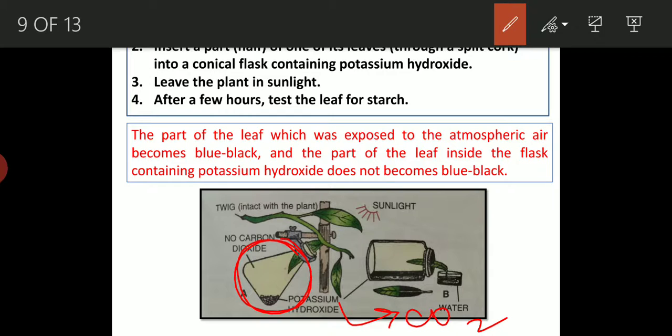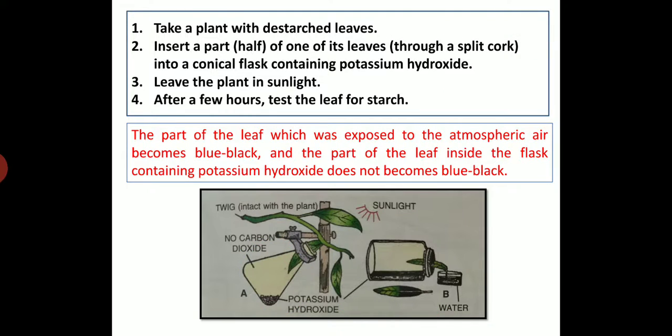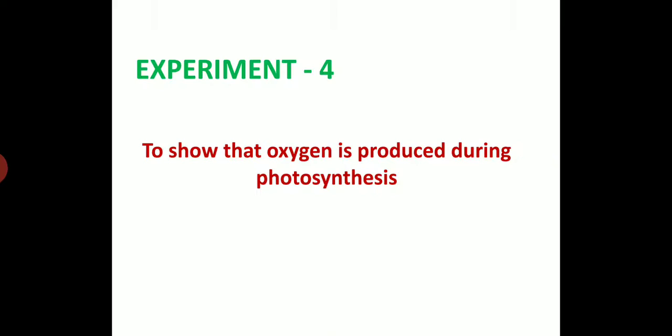of starch. Clear? So in this experiment we have found that since CO2 was not present in the conical flask, photosynthesis couldn't occur. So from this experiment we can say carbon dioxide is very much necessary for photosynthesis. And the last and the fourth experiment is to show that oxygen is produced during photosynthesis. In my previous video, where I have discussed photosynthesis in detail, I have already told you that oxygen is produced along with the glucose or the starch or the food material. Oxygen is produced during photosynthesis.